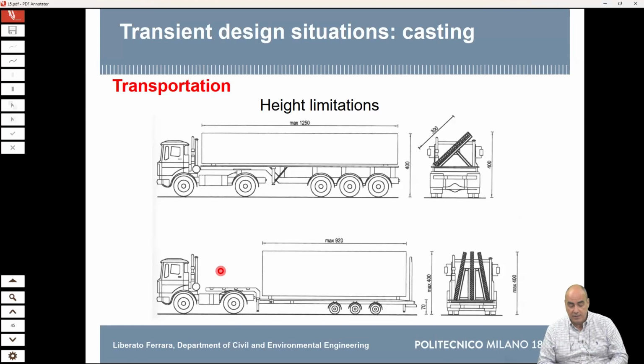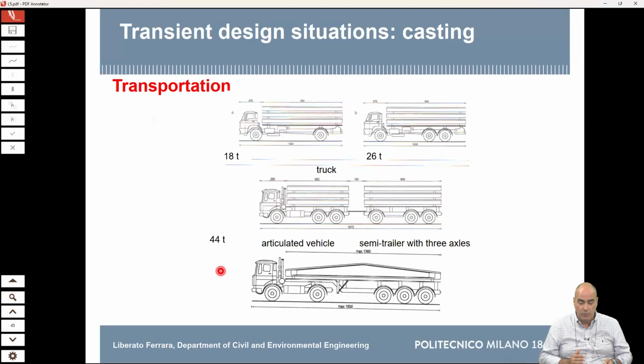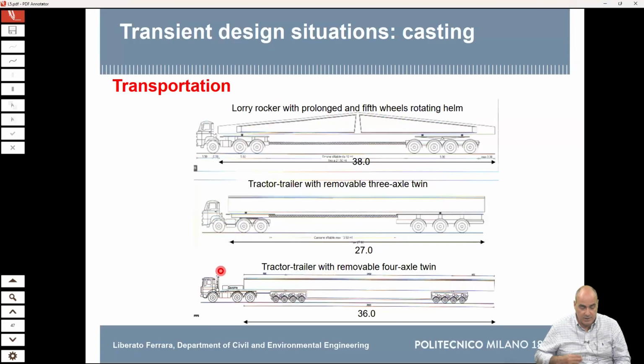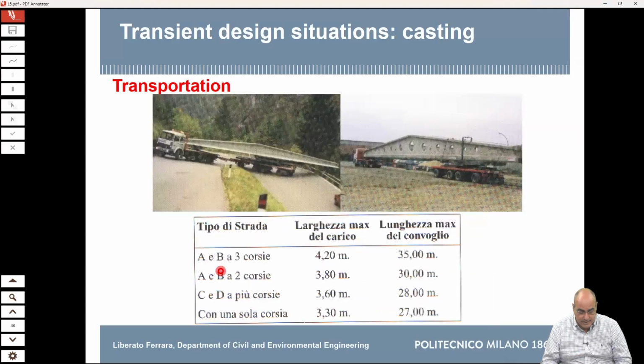There are limitations about the number of elements that you can transport and the maximum inclination that you can give to them, the way that you have to support them, and so on. These are some images which are taken from our circulation code in order to deal with this. And these are some examples you see in this case here.